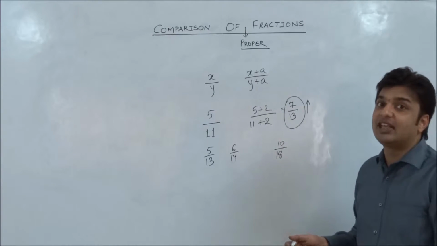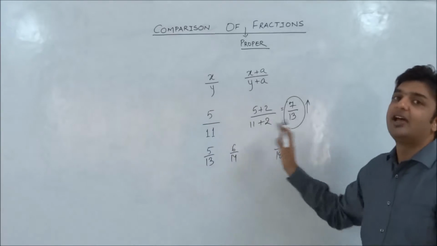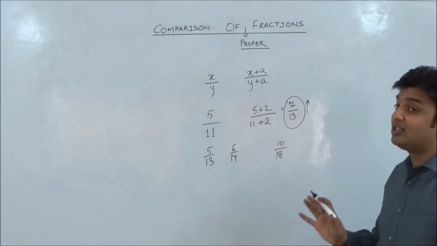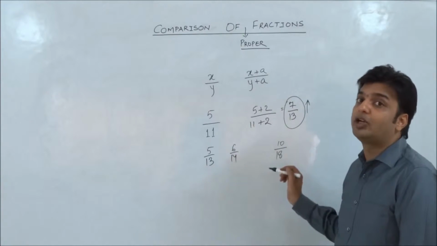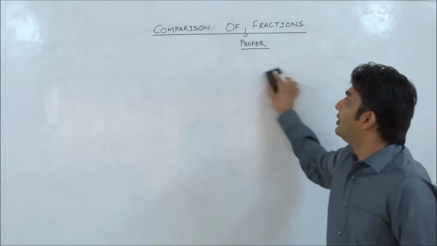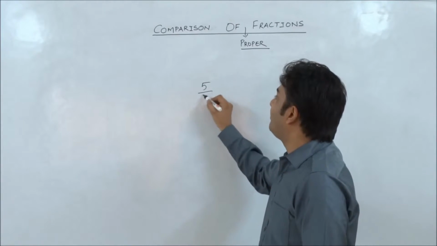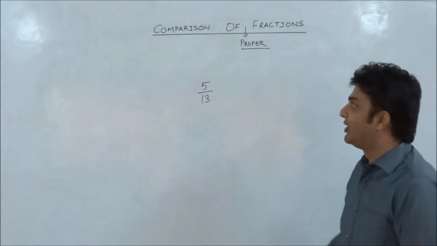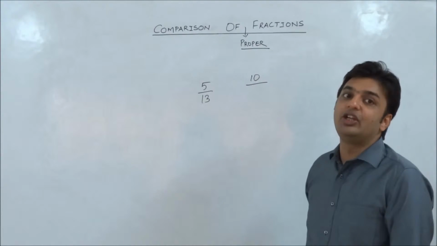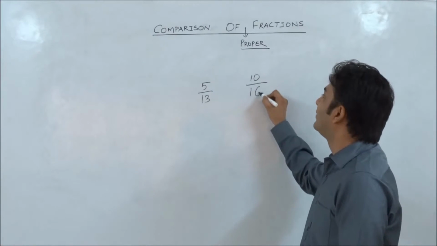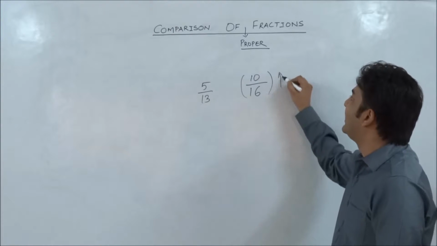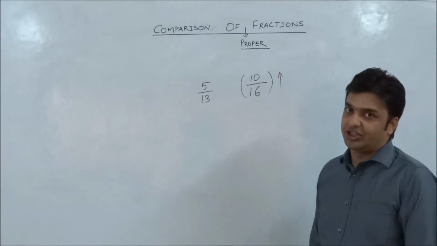If the difference remains the same, you can just arrange the fractions in increasing order of the numerator, and you'll get the increasing order. But please mind it, the difference between the numerator and denominator should be the same. If it is not the same, as we have taken 5 by 13, let's say I increase the numerator by 5 and increase the denominator by 3, then what? Then also the fraction that is coming second is going to be greater than the first fraction.